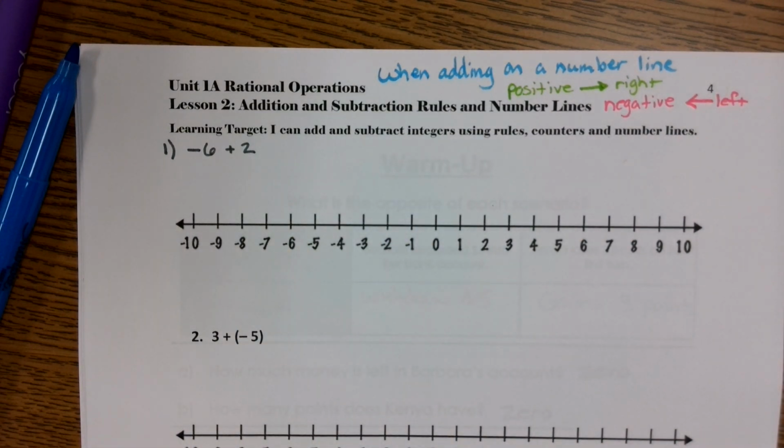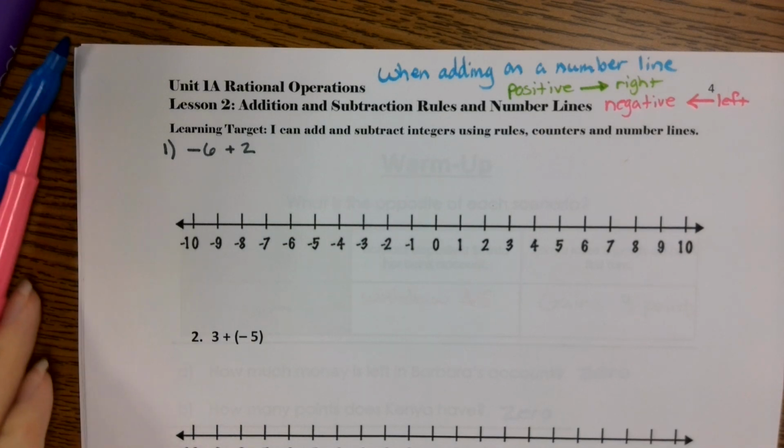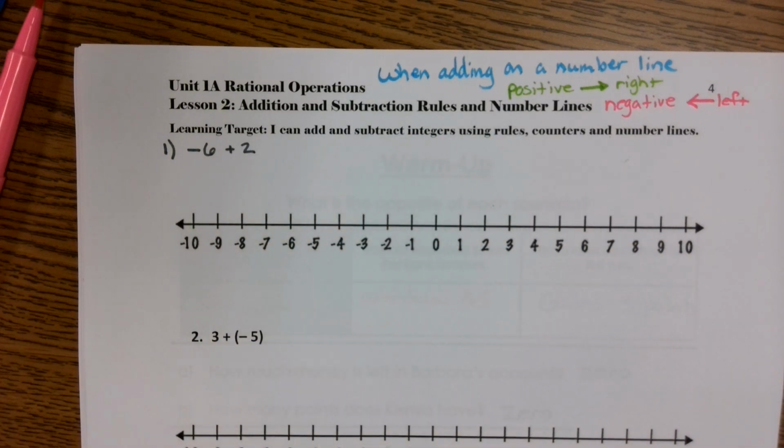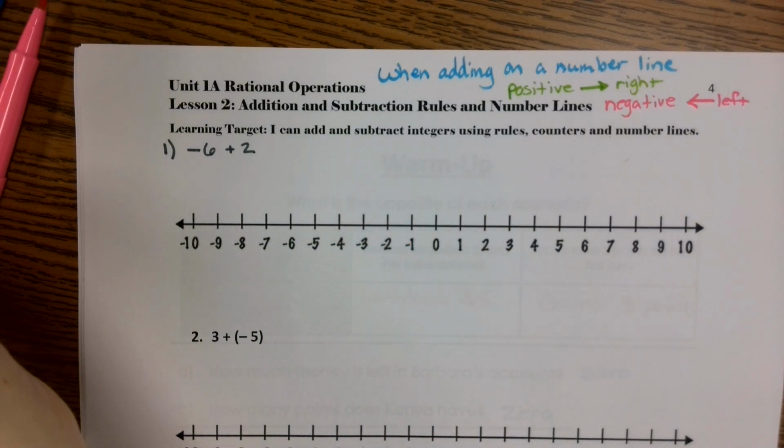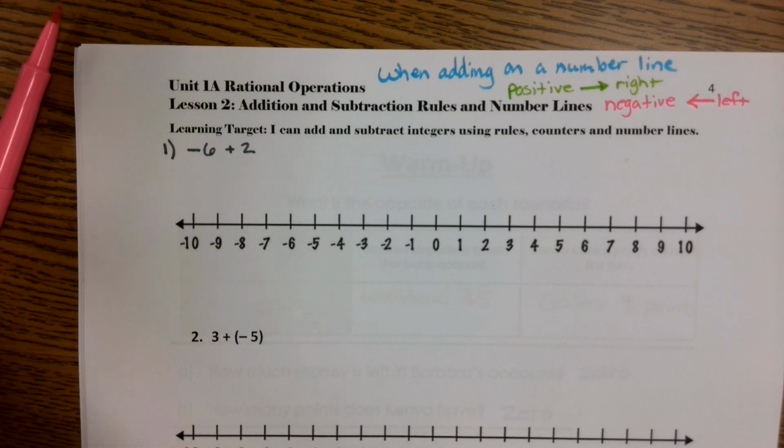Okay, so positive numbers indicate that we move to the right on our number line. Negative numbers indicate that we're going to move to the left on the number line. And again, this is for addition. If it's subtraction, we convert it into addition and then follow suit. When we are working with problems like these, we always start off at 0. That is the very first thing that we do.